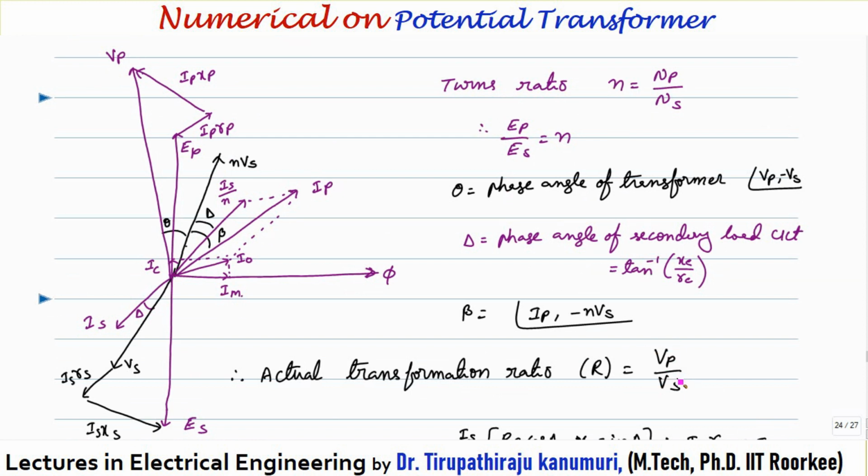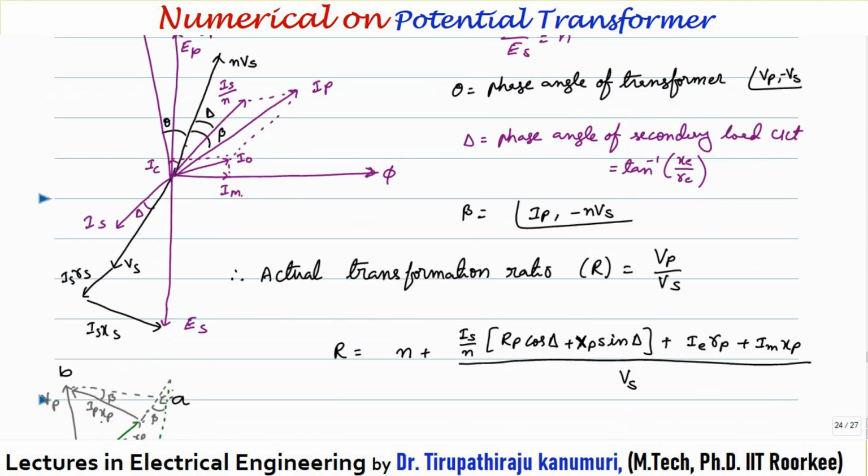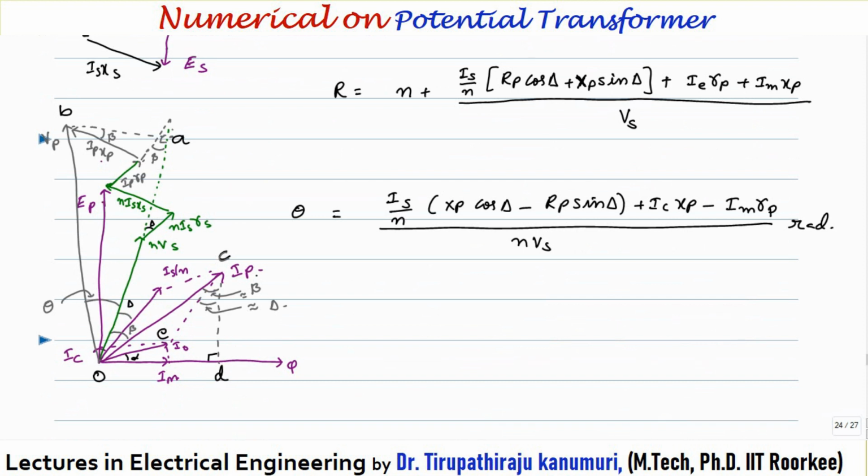But ideally we are telling it as EP divided by ES. There is a difference between these two. So there is always a difference. So we have derived there the transformation ratio R is equal to N plus IS by N into RP. RP is the equivalent resistance referred to the primary. XP is the total reactance referred to the primary side.